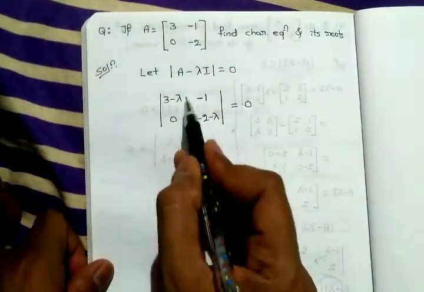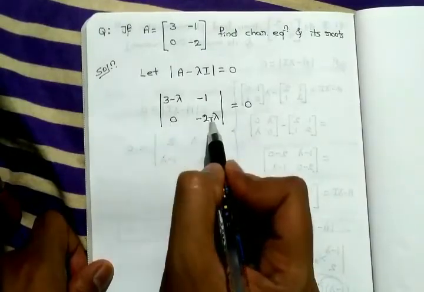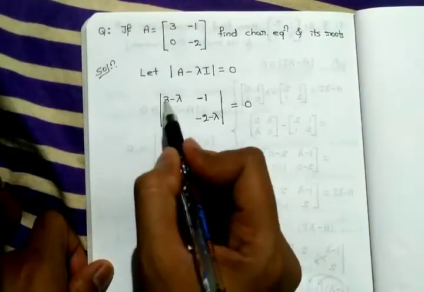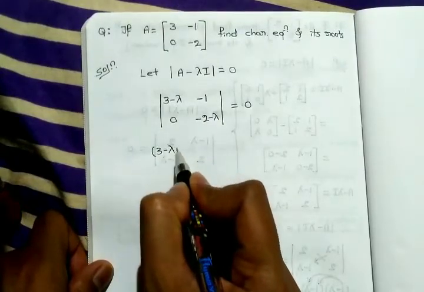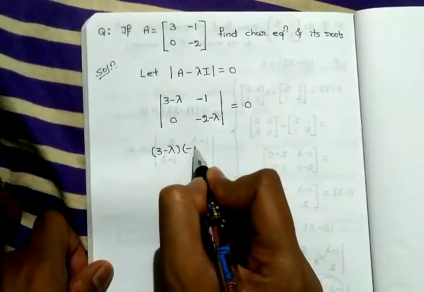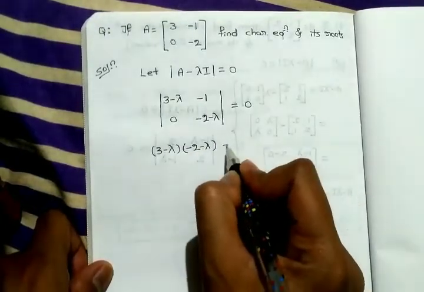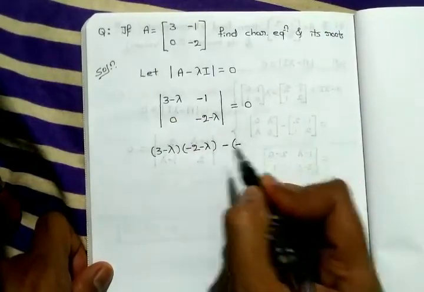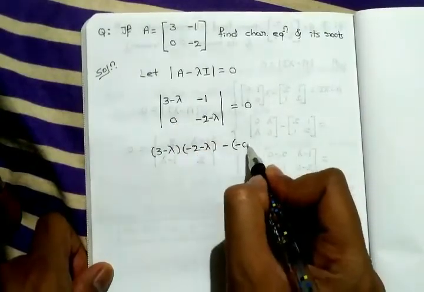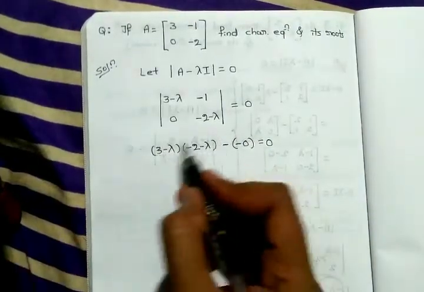Here the first term and last term contain two terms each, so keep them in brackets: (3 minus lambda) into (minus 2 minus lambda). Keep it as it is. The middle has a negative sign. Next, plus into minus is minus. 0 into 1 is 0, so it equals 0. Next solve this. Open the brackets.